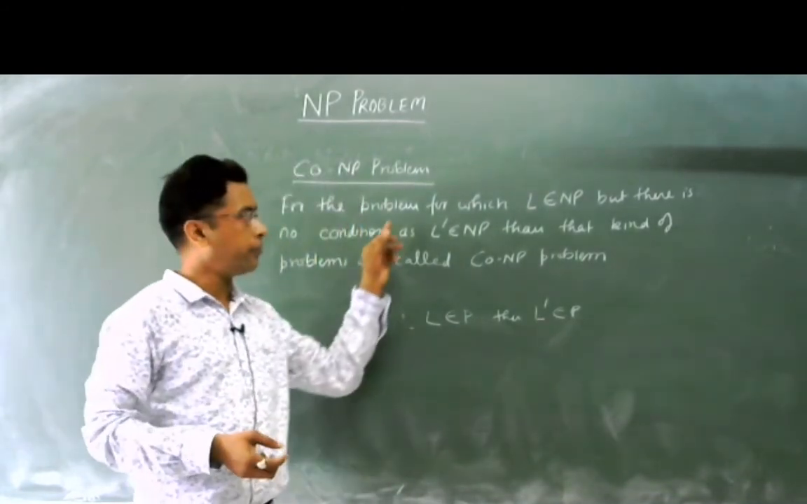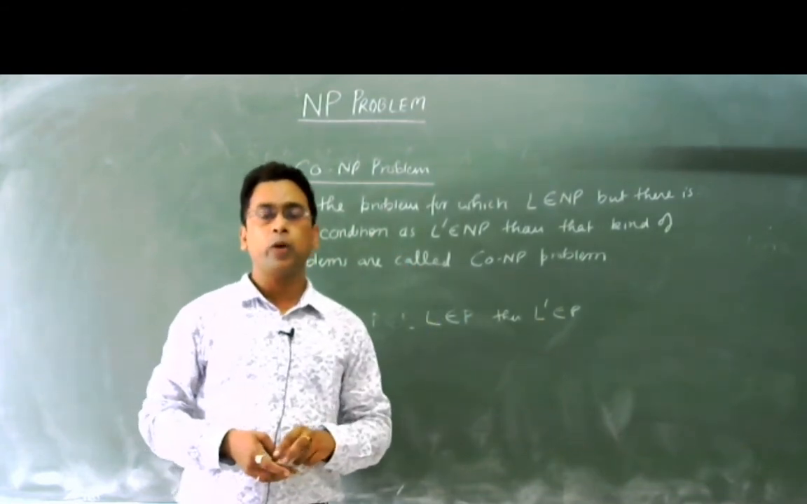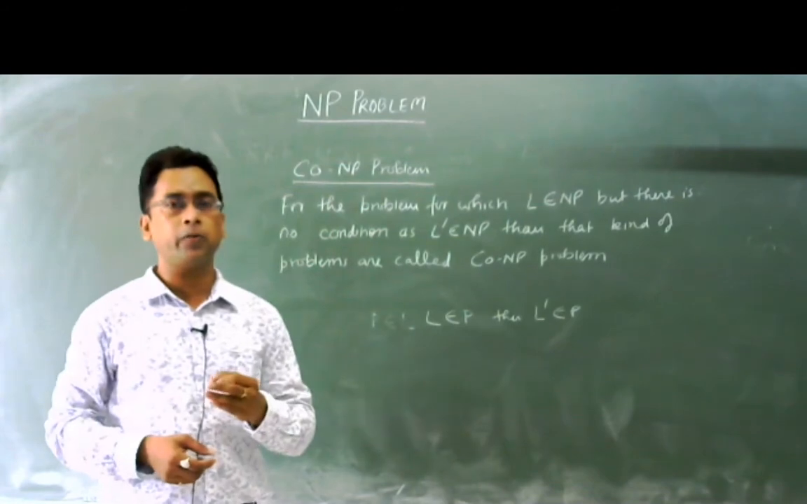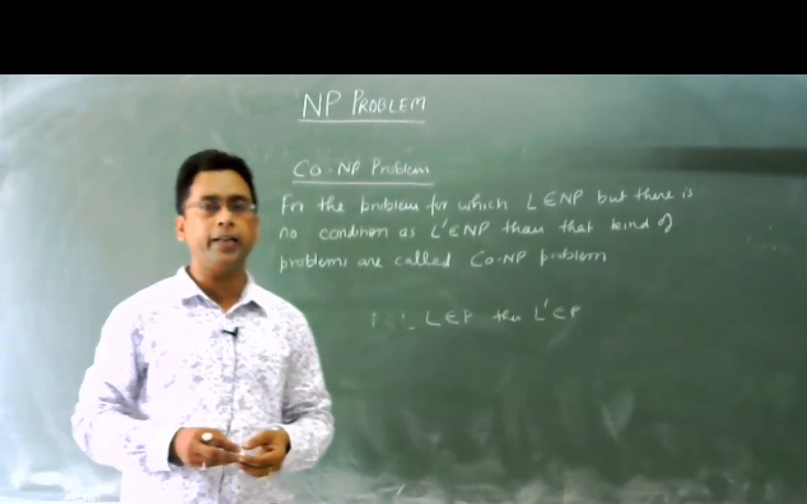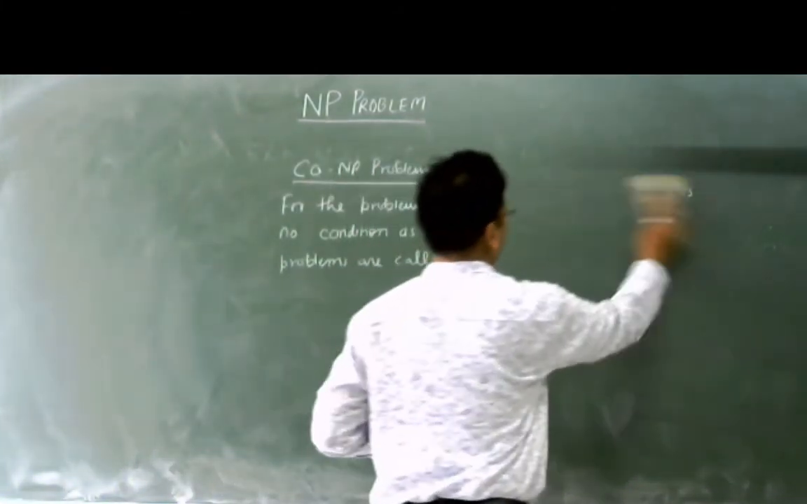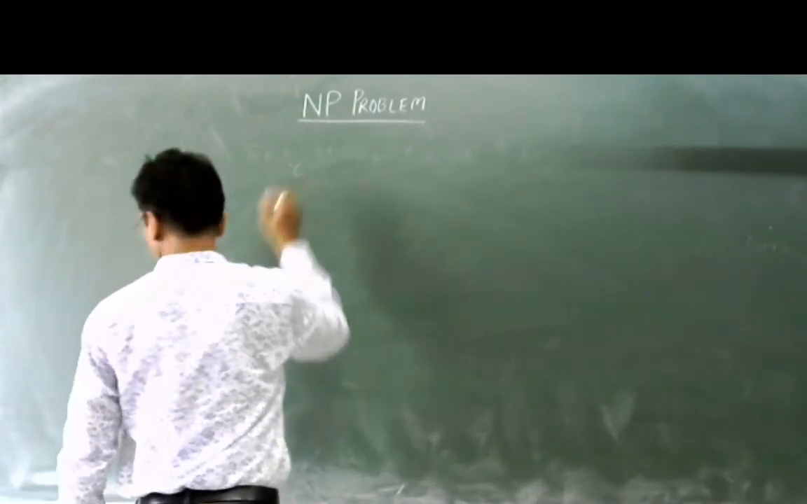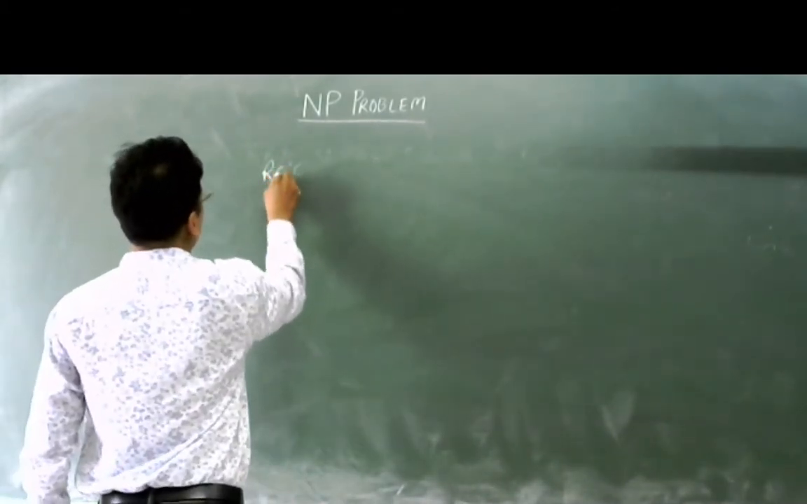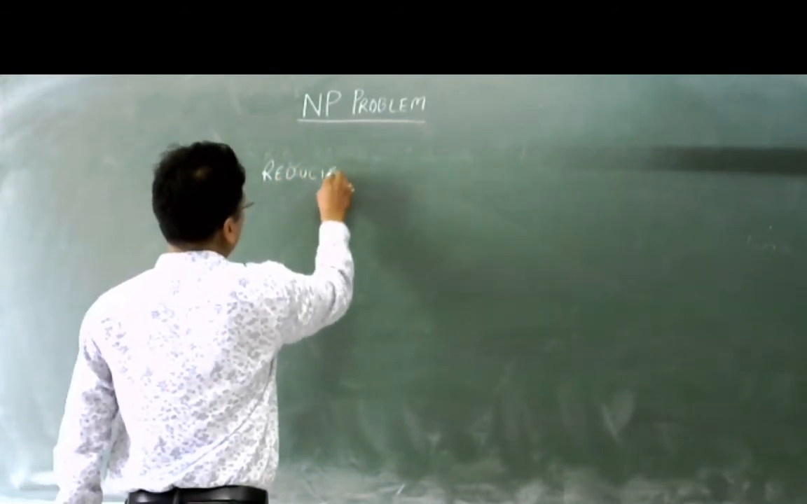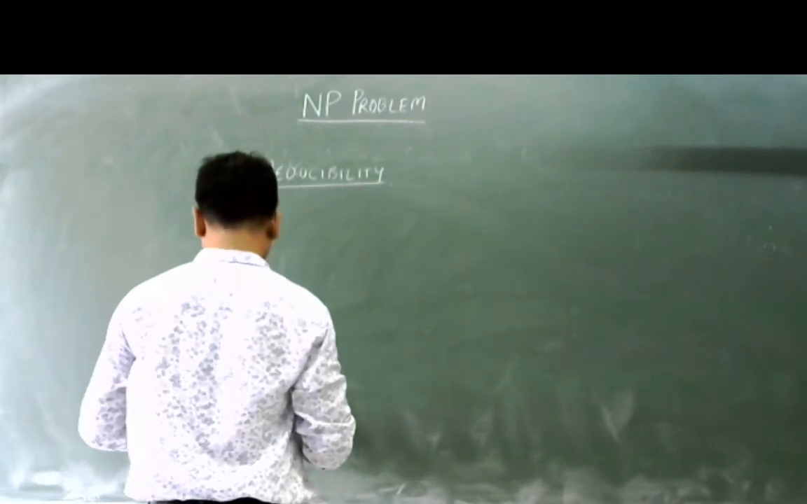So I have told you that there was a term that L dash is less than or equal to polynomial of L. To understand that term, I shall explain the concept of reducibility, with the help of which you will understand it in a better way. Reducibility. So I am drawing a diagram first.